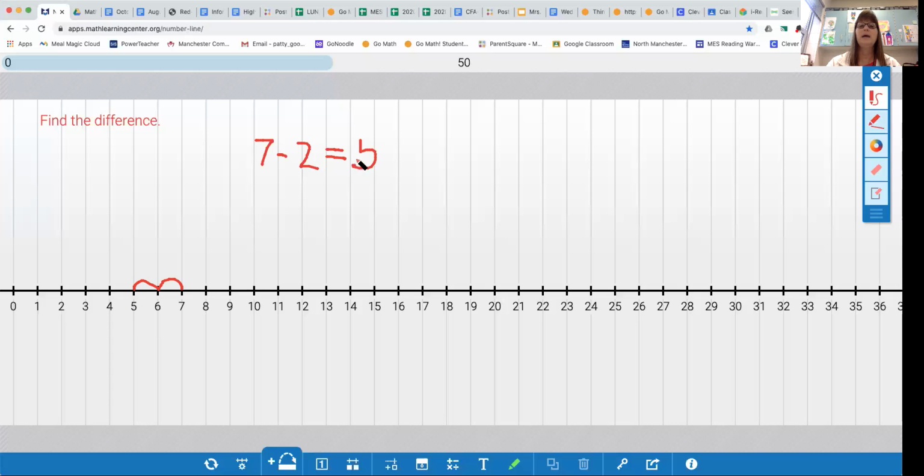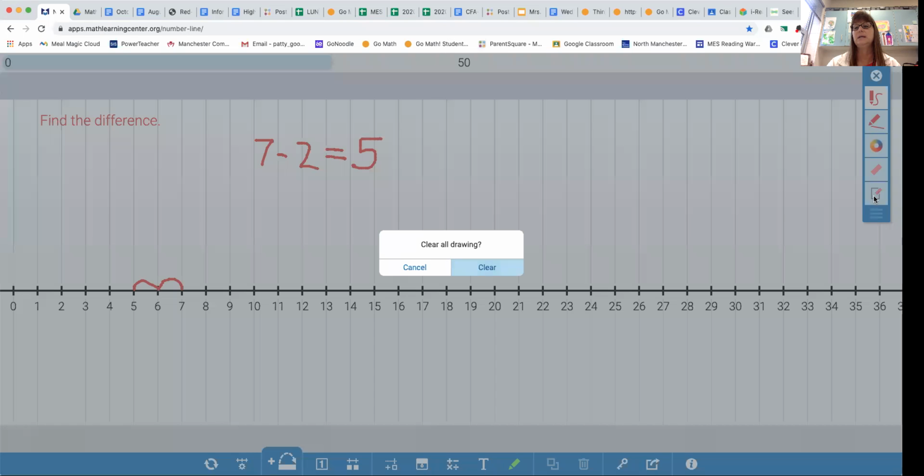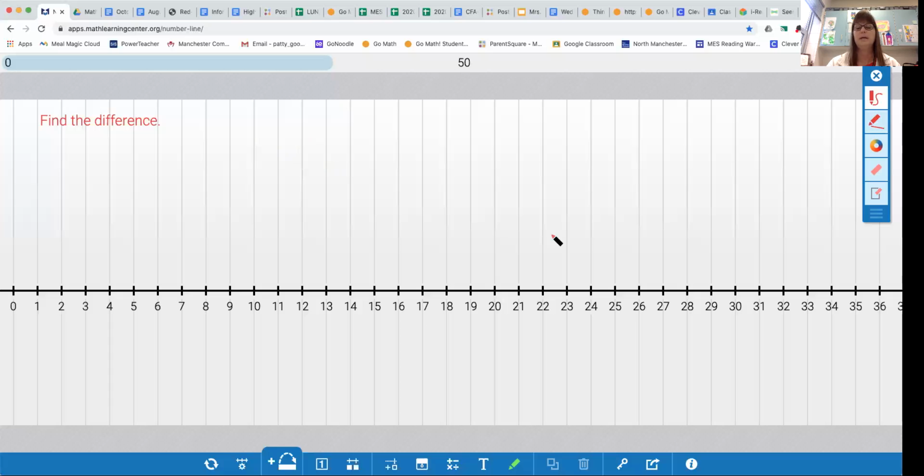Now, let's talk about another way we can solve subtraction facts because we said today we were going to focus on 2 different ways. Let's look at this one. If I want to do 18 take away 9, 18 minus 9. Well, if I'm starting at 18 and I need to go back 9, that's actually quite a few to go on my number line. So let's think of another way we could solve this.